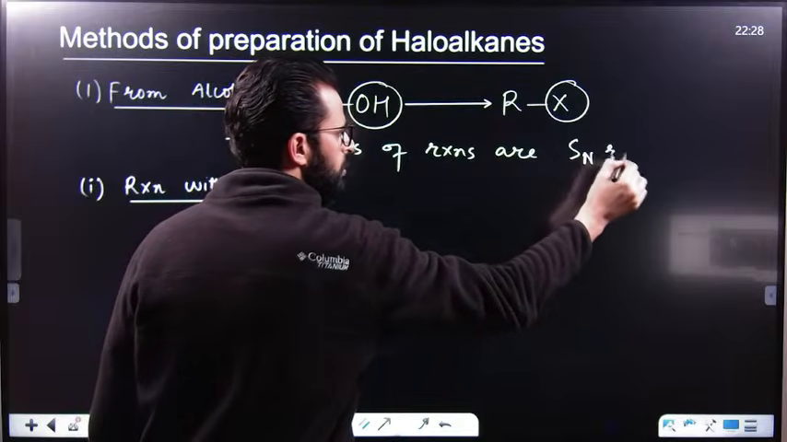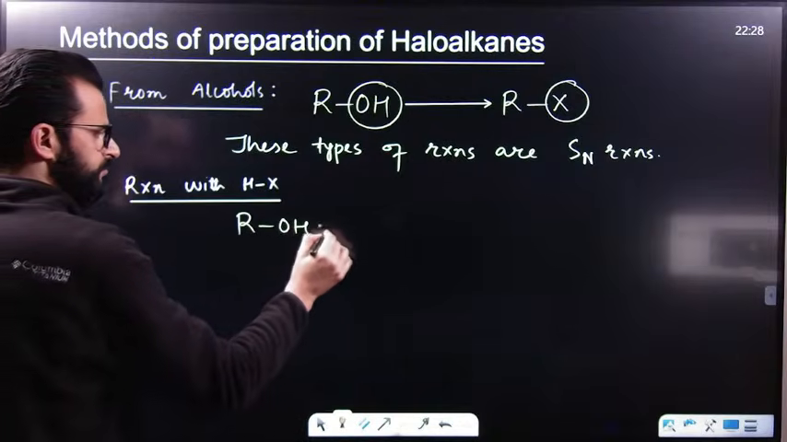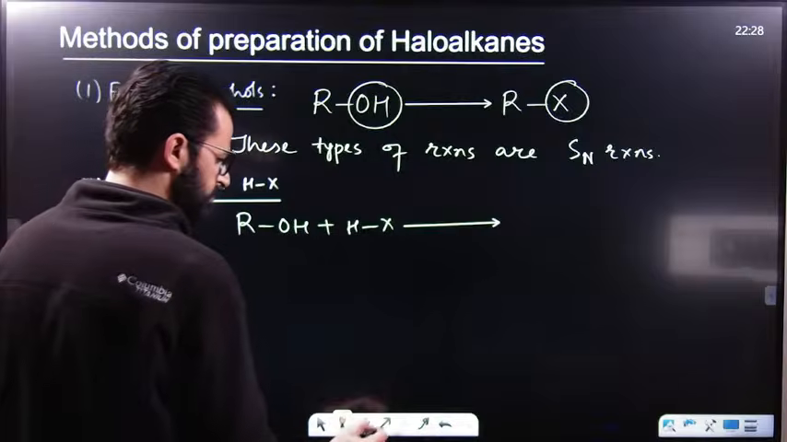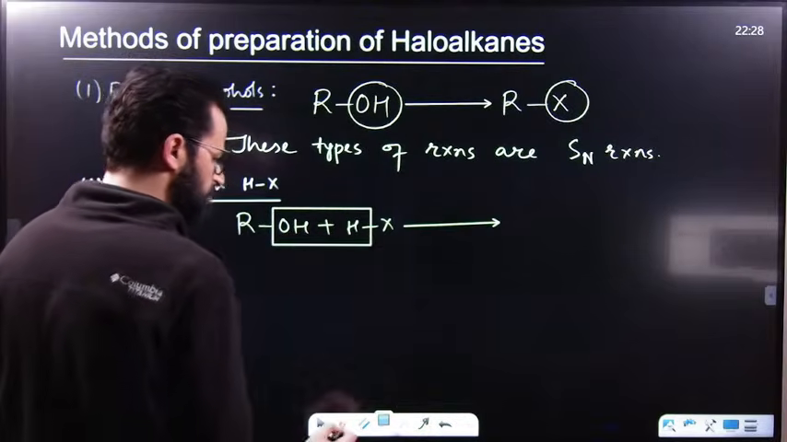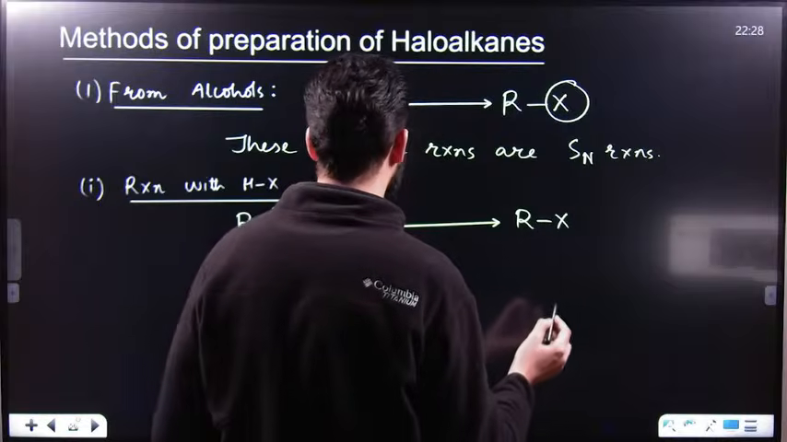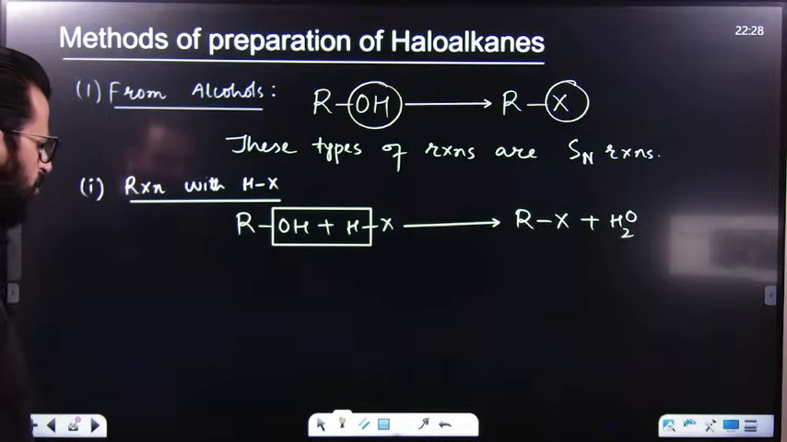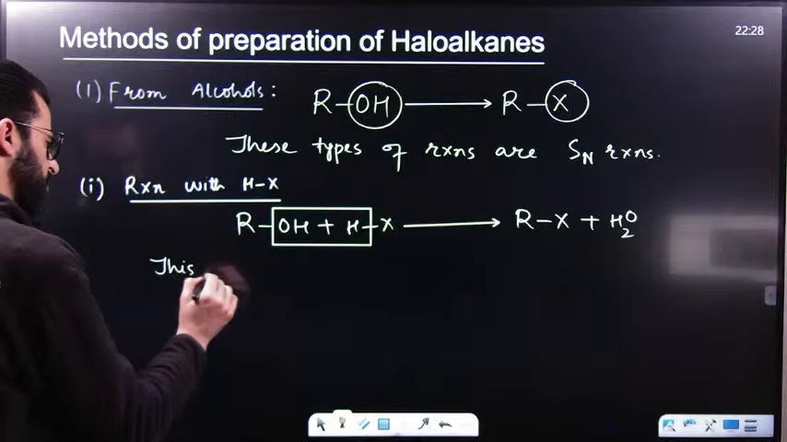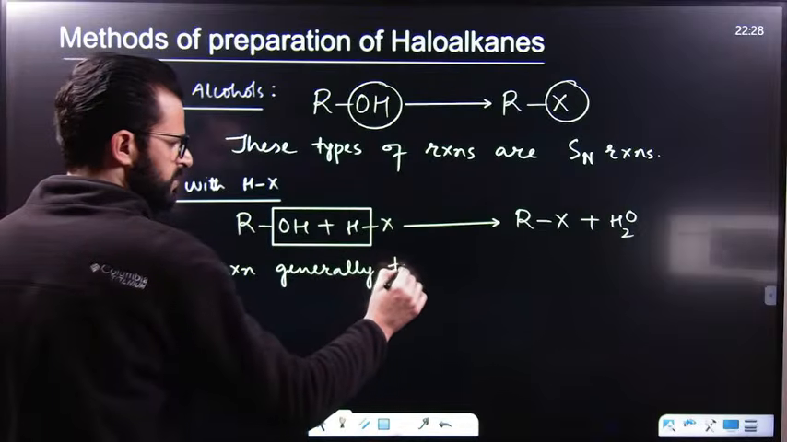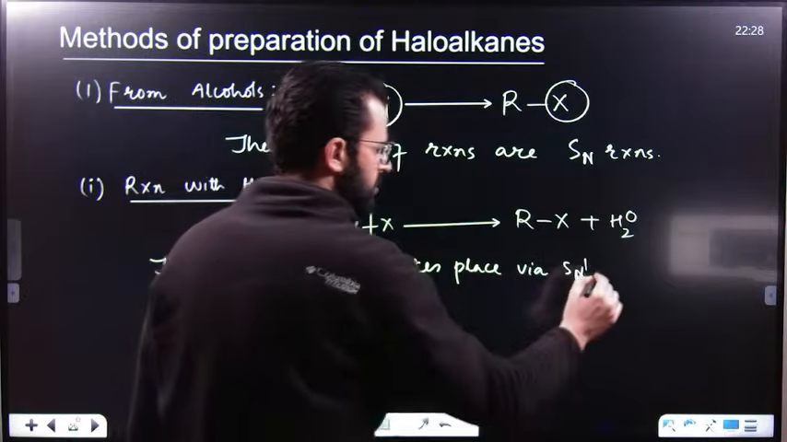nucleophilic substitution reactions. Now, whenever alcohol is treated with HX, we will replace this OH with H, forming water, and instead of OH I will write X. That means it's once again a nucleophilic substitution reaction, but this reaction generally takes place via the SN1 mechanism.